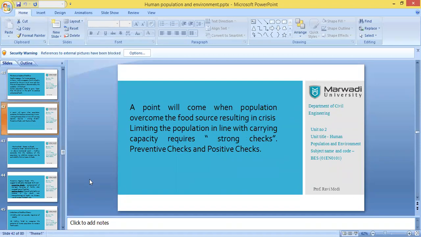A time will come when the population overcomes the food source, resulting in a crisis, limiting the population in line with the carrying capacity, and it requires two strong checks. One is the preventive check and another one is the positive check. I think all of you are also clear about the meaning of the line of the carrying capacity. I have discussed it repeatedly in the last two lectures.